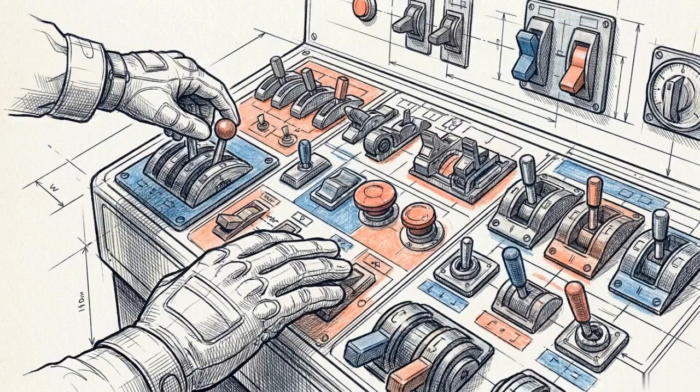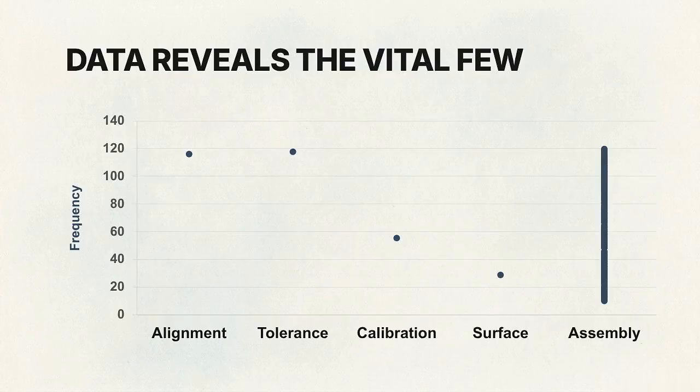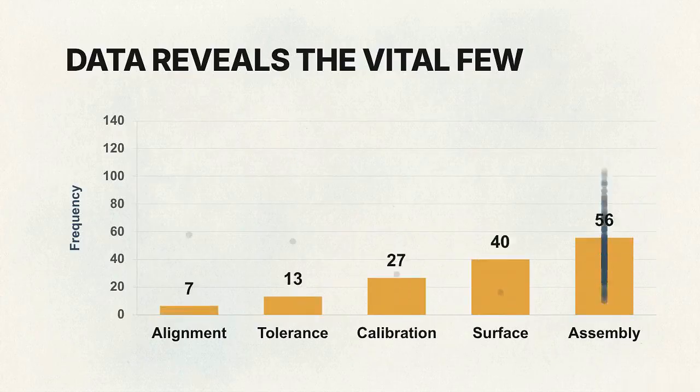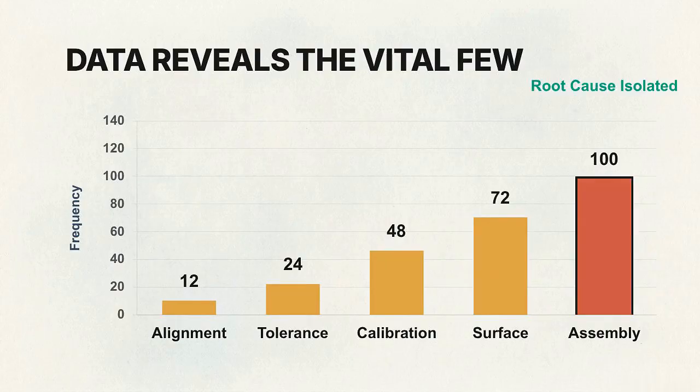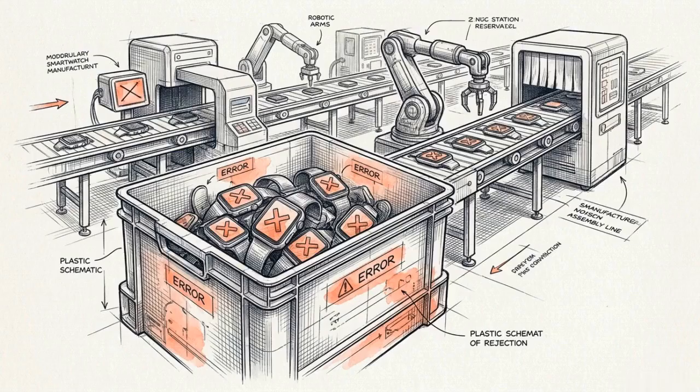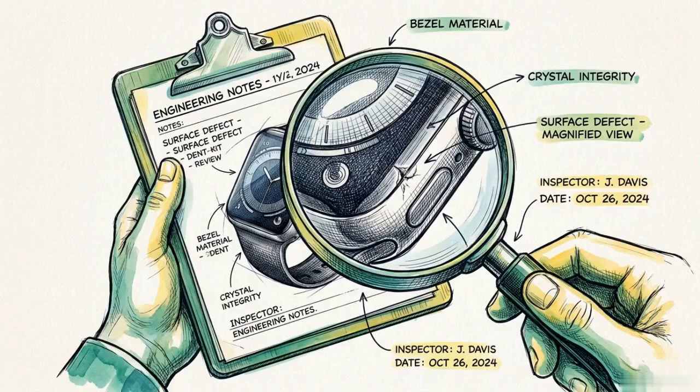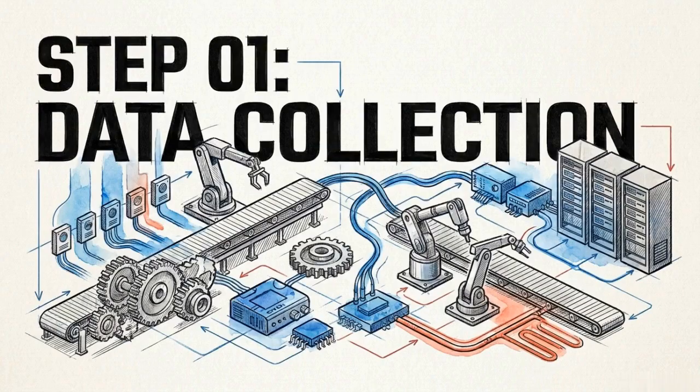Solving an engineering problem requires more than a lucky guess. Success comes from translating the chaos of a factory floor into clear, visual data that points toward a solution. Consider a common scenario. A smartwatch factory sees 50 units fail quality checks every single day. To fix this, we need to move past assumptions and start gathering raw data. We start with our first tool, the check sheet.